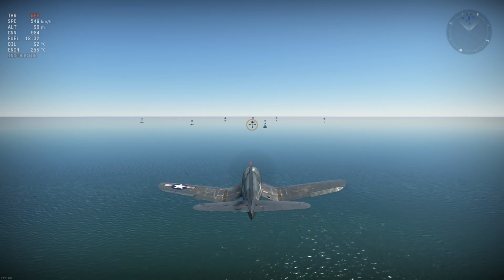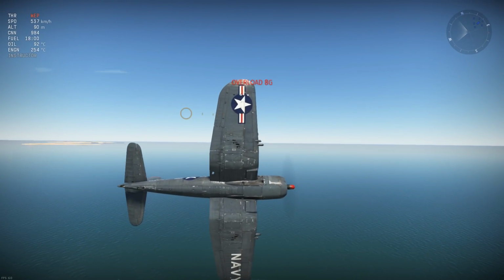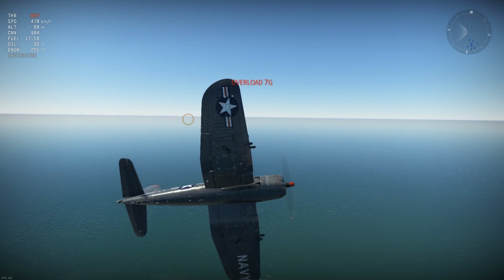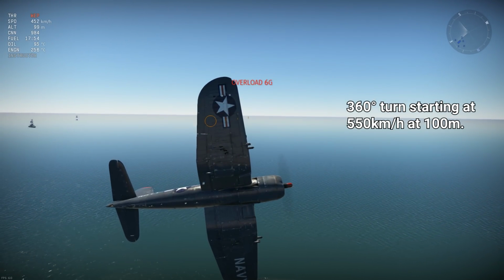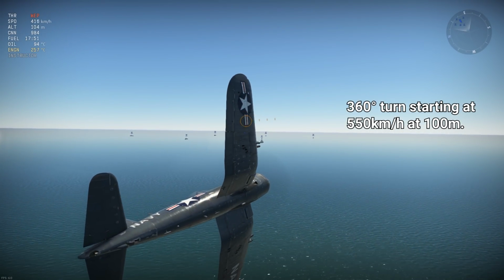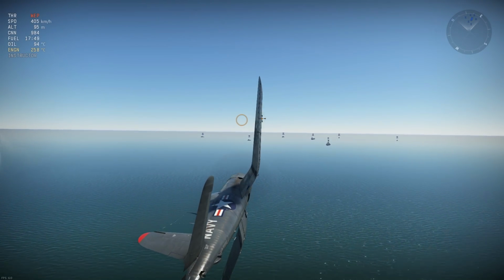Last test, but not least, the maneuvering energy retention test. This is a measure of how much energy the aircraft loses in a 360-degree turn with a starting speed of 550 km per hour. I put a link in the description for more details regarding this test.